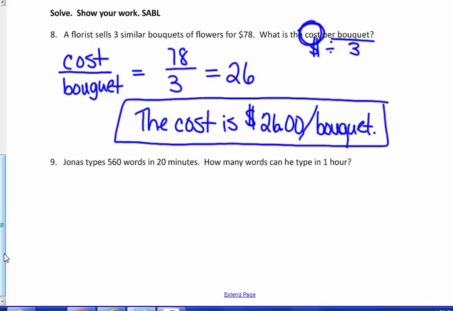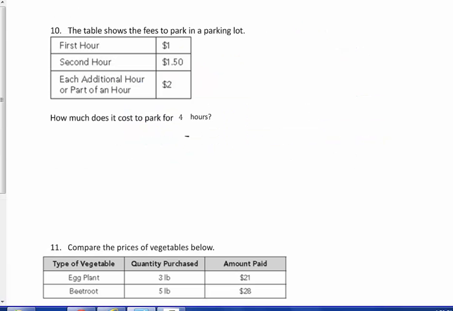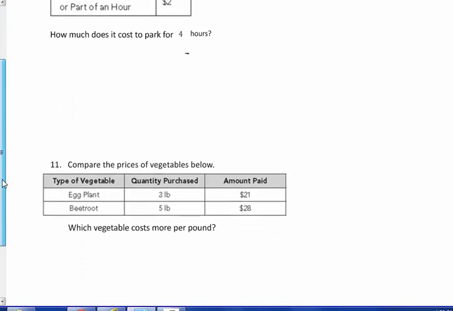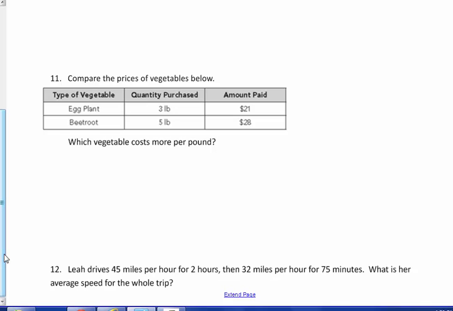I'm going to leave number 9 for class on Monday. Number 10. The table shows the fees to park in a parking lot. I'm going to leave that one for Monday too. I'm going to leave number 10. I'm going to go to number 11.